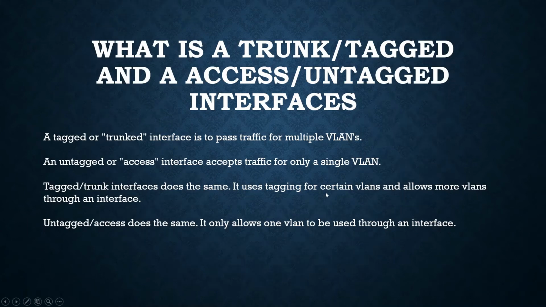Systems. Today I will talk you through what a trunk/tagged and an access/untagged interface are. Well, to start off with, I would like to talk about what a tagged and a trunk interface is. Those are used when you have to pass traffic for multiple VLANs through an interface. An untagged or access interface only accepts a single VLAN on an interface.